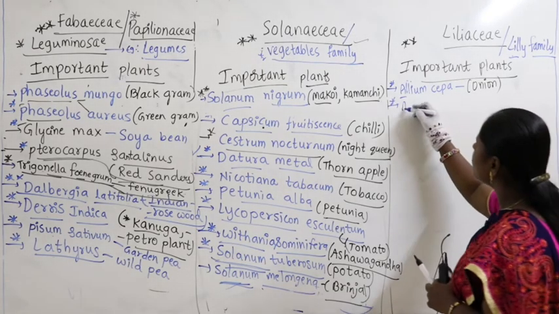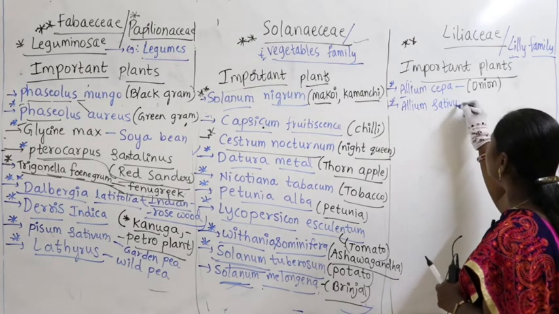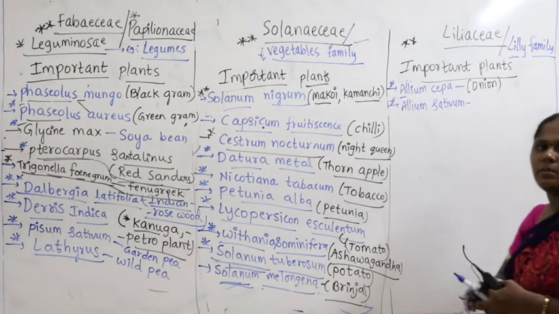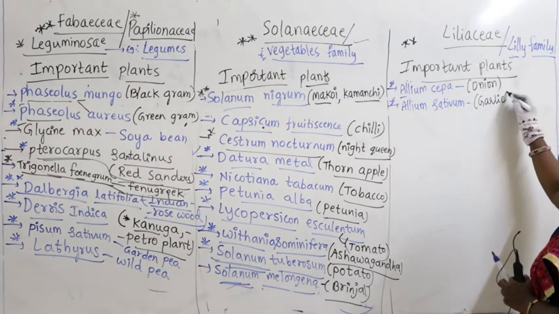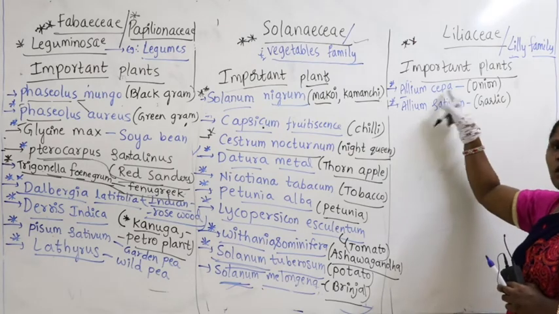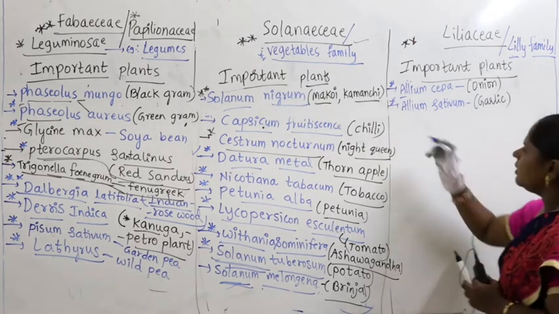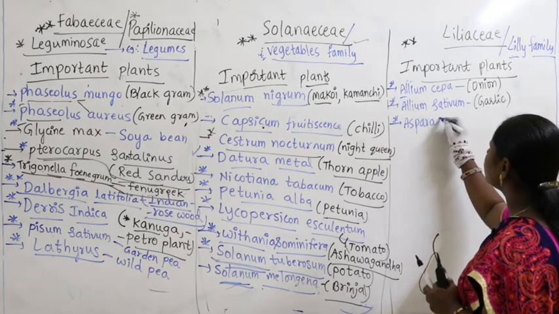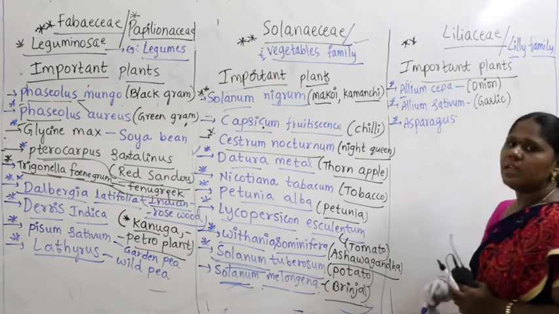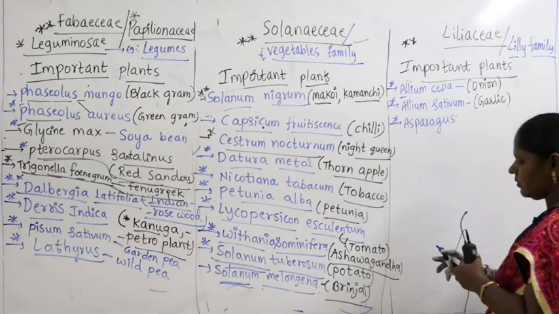So apart from this, Allium sativum. Allium sativum is nothing but what? Garlic. Allium cepa is onion, Allium sativum is garlic, right? Apart from this, asparagus itself is called asparagus, right?